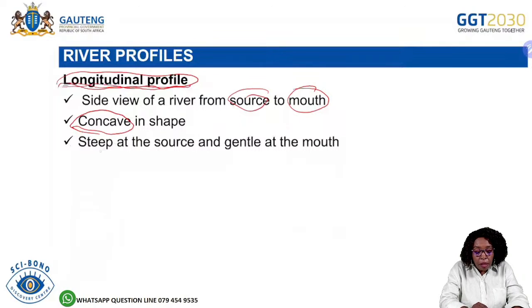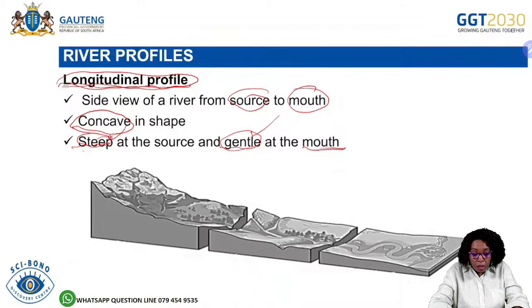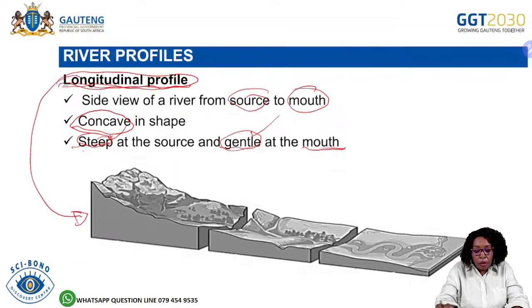And then the other thing that we observe on a longitudinal profile is that the river is steep at the source, and it gets gentle as it moves towards the mouth. So where the river starts to flow, it would be steeper, and then it would get into a gentle slope as it flows towards the mouth, which is the sea. Okay, so this is just an illustration of a longitudinal profile of a river. So we are looking at the river from the source to the mouth. And then what shape are we getting? We're getting this concave shape.